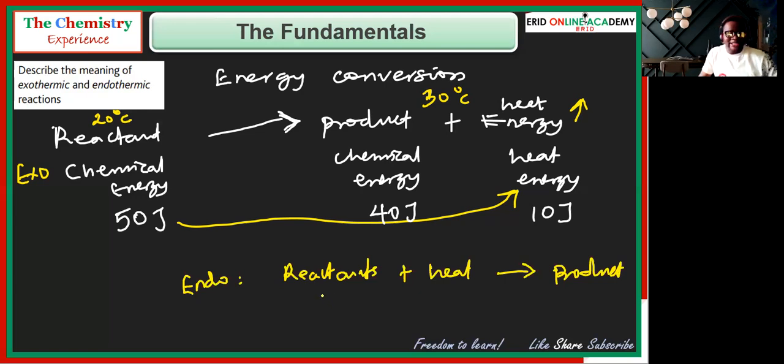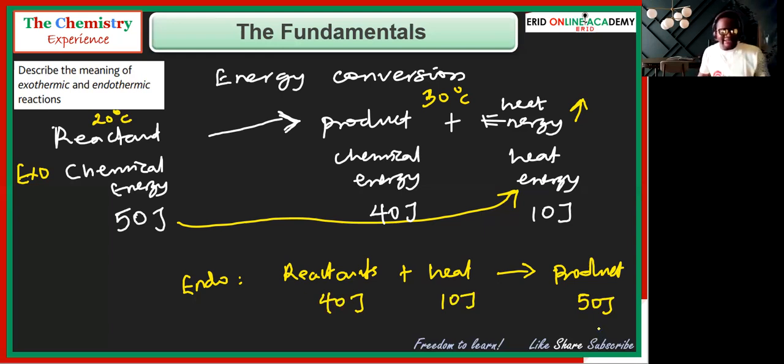So let's assume that I started with, let me just do the reverse, 40 joule here, and we add 10 joule of heat energy. Maybe we heated it up. It will be expected that we have 50 joule of what? Of energy. But this 50 joule of energy, your thermometer cannot measure it because it is chemical energy. Your thermometer can only measure heat energy. Your thermometer cannot measure chemical energy.